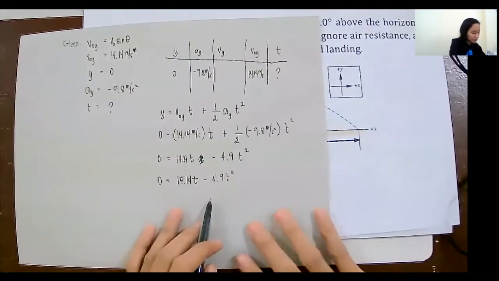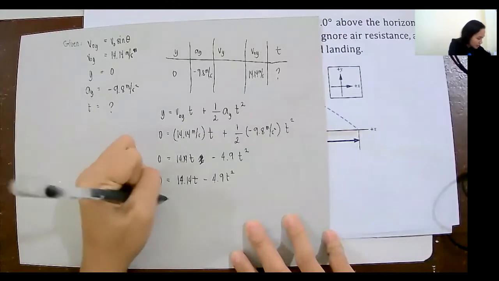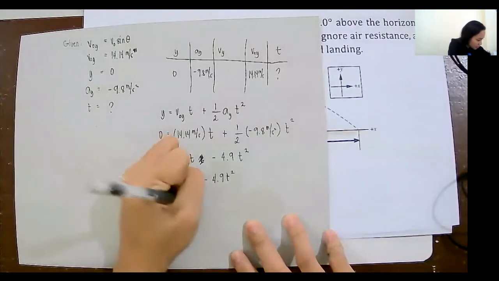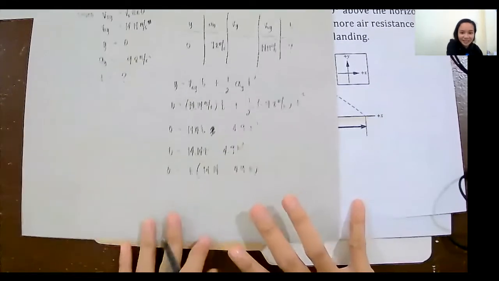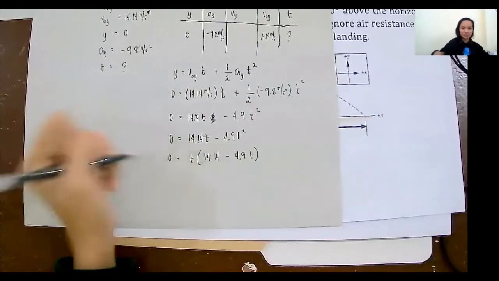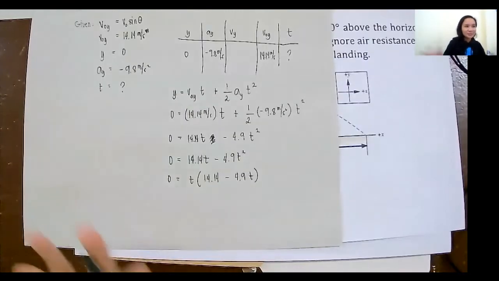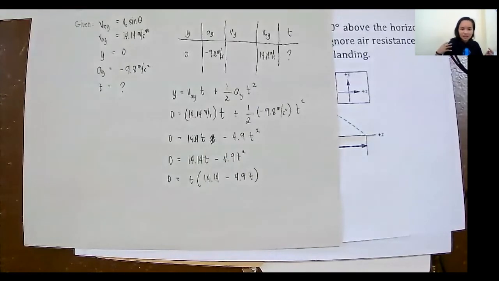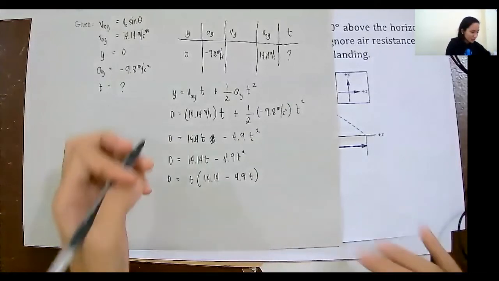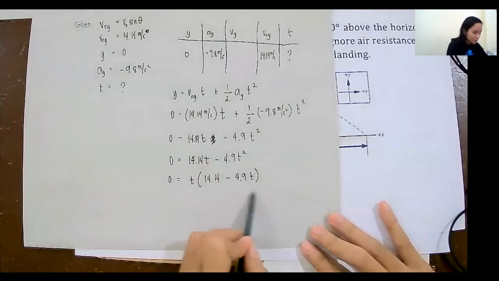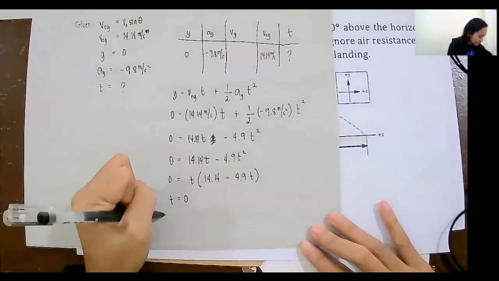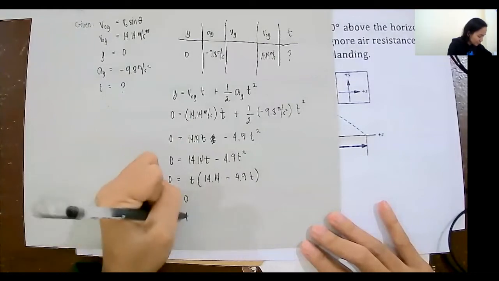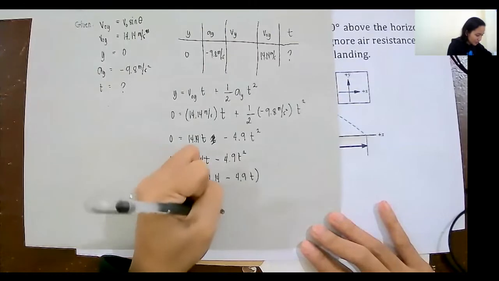Okay, so I just rewrite it. I will factor out one t, so you will be left with 14.14 minus 4.9 t. Using your memories or your previous lessons, maybe in your pre-cal or basic calculus, one factor is equivalent to t equal to 0, and the other one is 0 equal to 14.14 minus 4.9 times time.